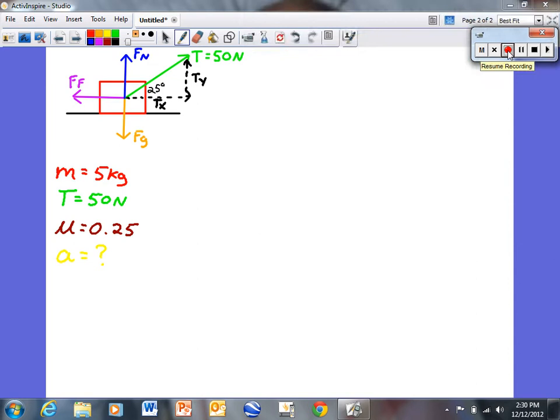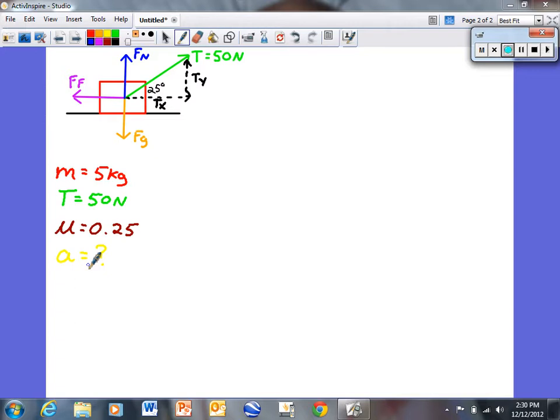This is the second problem on the Newton's second law problems worksheet that we've been doing in class. In this problem, an object is being pulled via a rope as shown. The coefficient of friction between the box and the ground is 0.25, and we're trying to find the acceleration of the box, and we're also going to find the normal force.